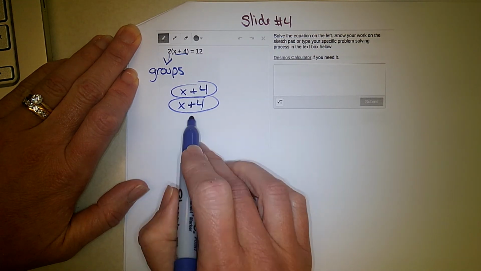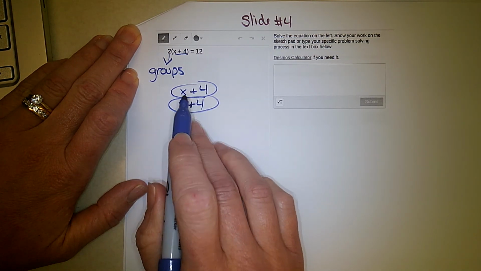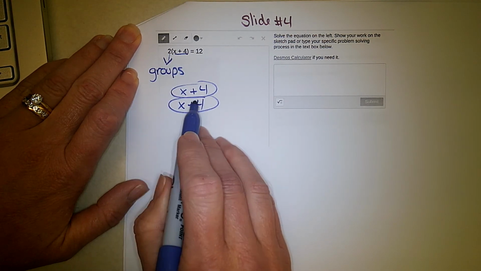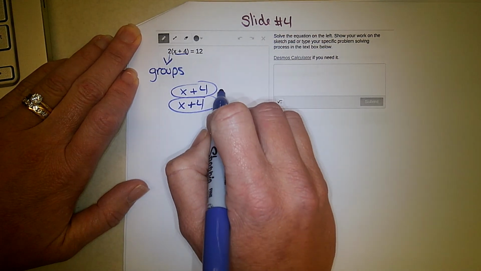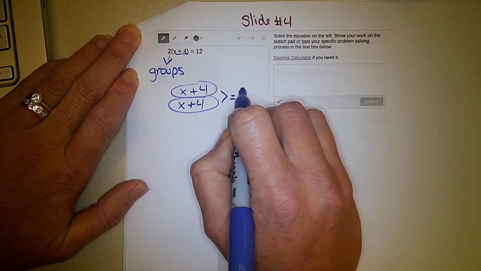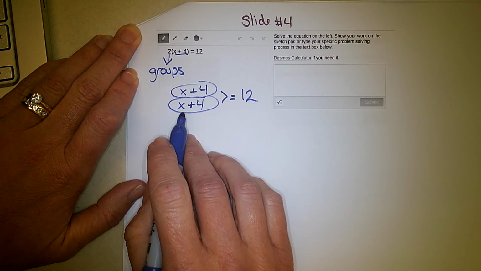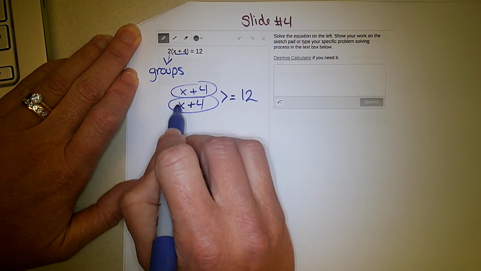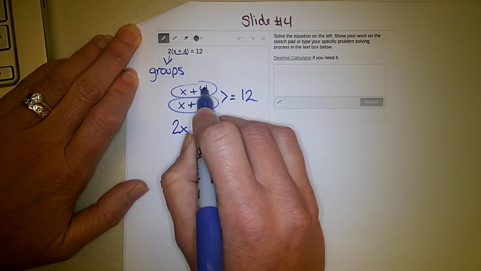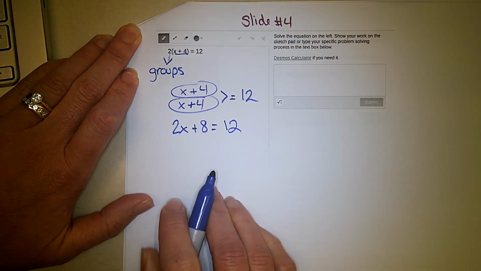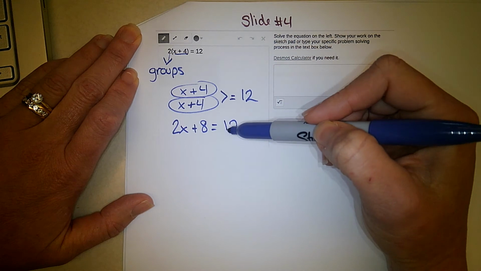For a lot of students, this is a hassle to write this out twice, but for a lot of students, if they don't, they only account for two of the x's. They forget that there's two 4's. I know that these together are going to give me 12. Now I can regroup like I did in the pictures. 2 x's. 4 plus 4 is 8 equals 12. Went from this down to this.